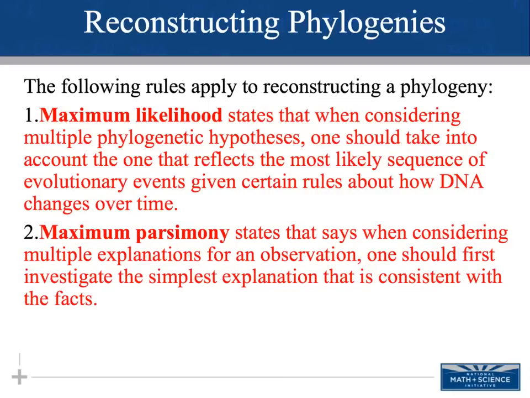The second rule, the one about maximum parsimony, states that when you're considering your multiple hypotheses or explanations for your observation, you should first investigate the simplest explanation that is still consistent with the facts. So don't go all hardcore and beast mode and just try to make it more difficult than it is. A lot of times with these phylogenies, the simplest method is normally the one that works out to be evolutionarily correct.